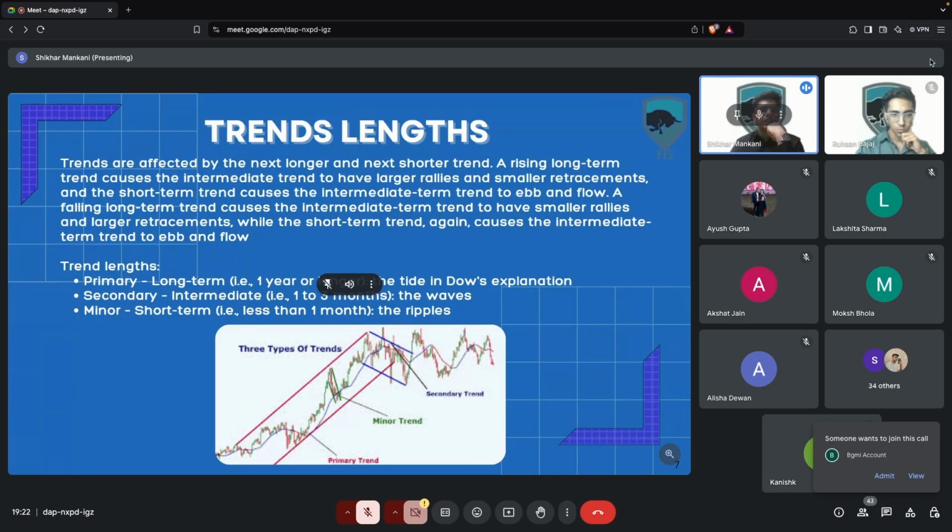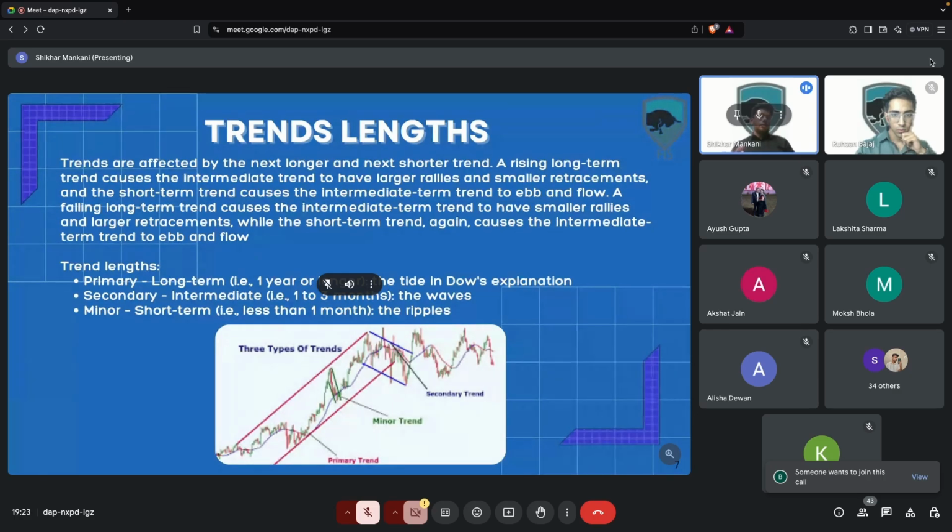opportunities. A rising long term trend causes the intermediate trend to have larger rallies and smaller retracements, and the short term trend causes the intermediate trend to ebb and flow. A falling long-term trend causes the intermediate term trend to have similar rallies and larger retracements, while the short-term trend again causes the intermediate trend to ebb and flow.